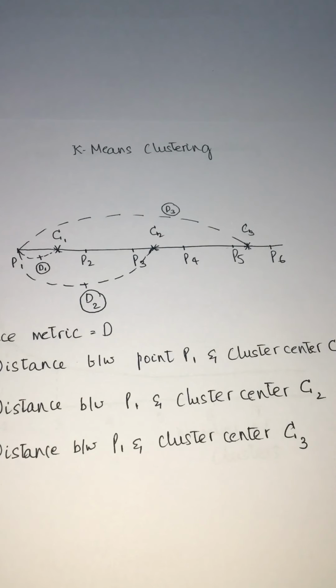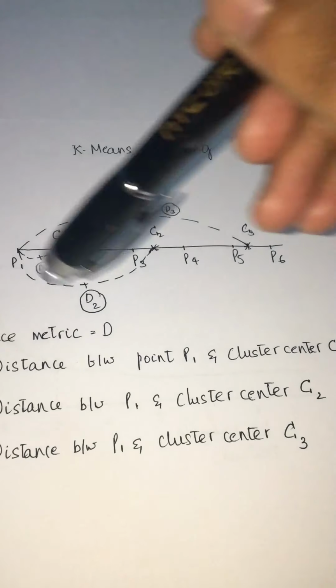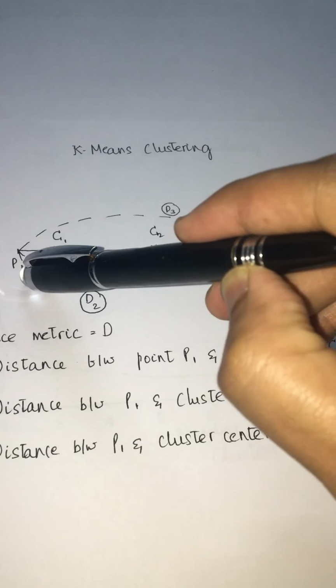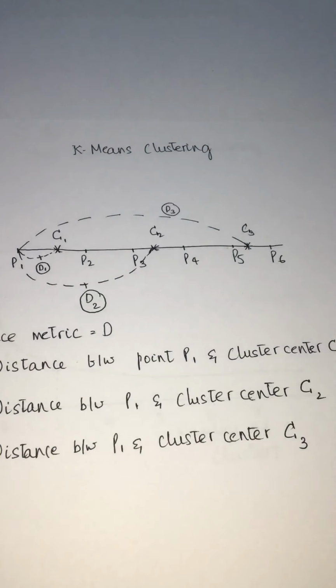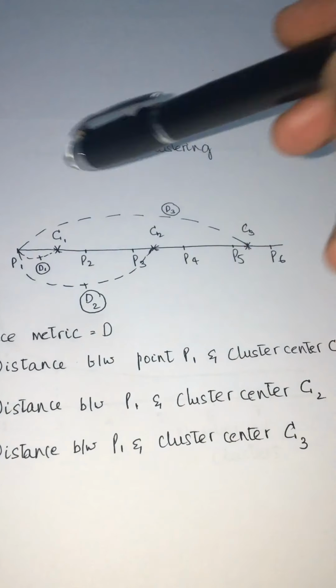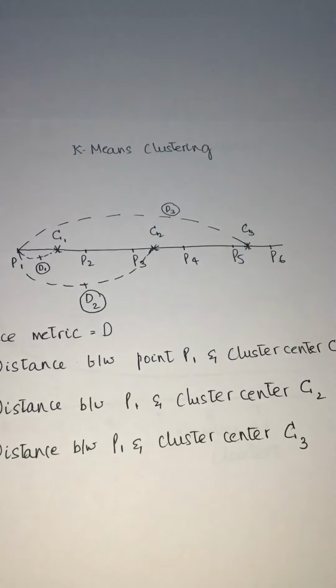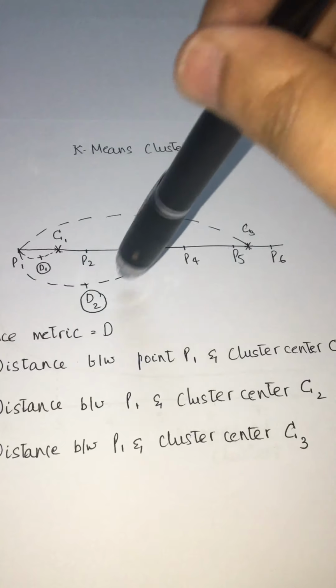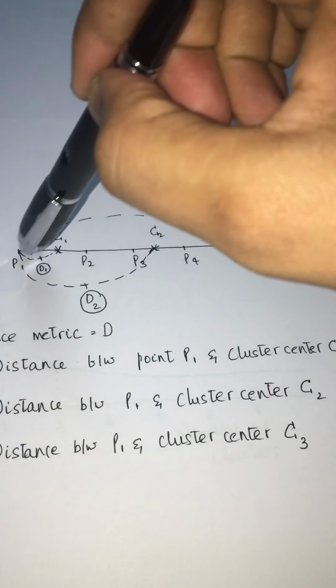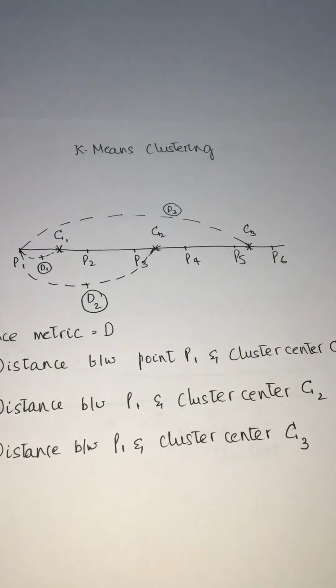So what do you do next? Now you've got your cluster centers. The next step, just to give a high-level overview of what the algorithm does, is that for each point, you calculate the distance between the point and the cluster centers. Say distance between point P1 and C1, you call it D1. Then distance between point P1 and cluster center C2 is D2. Distance between point P1 and cluster center C3 is D3. Now this is where your distance measure comes in.